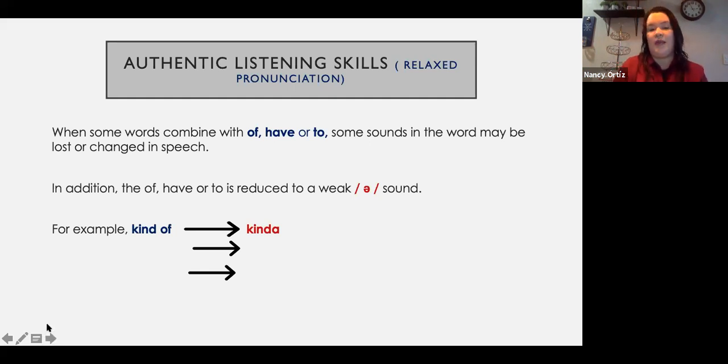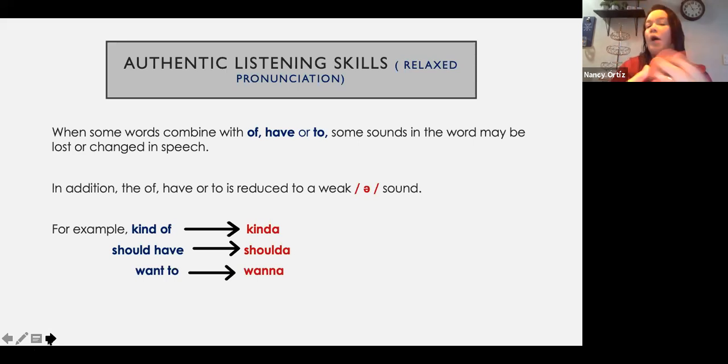So for example, we have kind of, which becomes kinda, when it's something very fast, okay? Then we have should have. All of the modals in the past, should have, could have, would have, they become shoulda, coulda, woulda, okay? And want to typically becomes wanna.